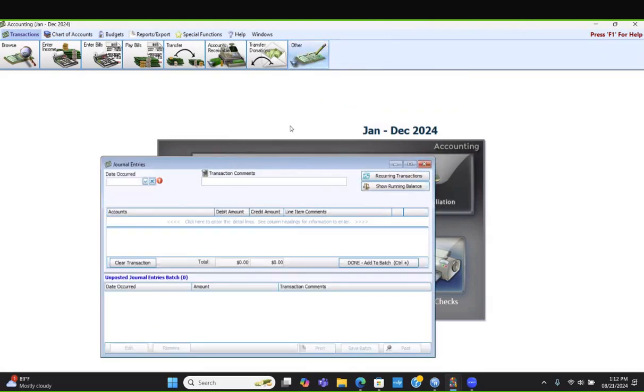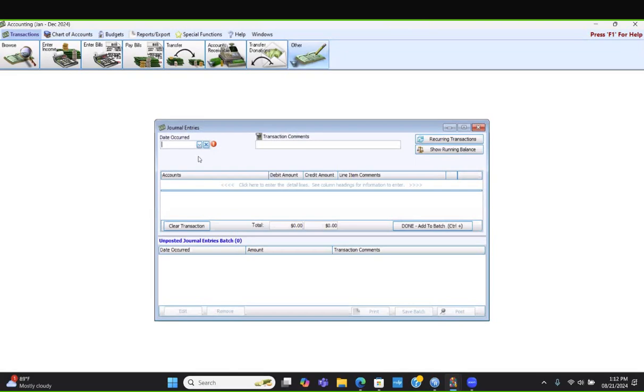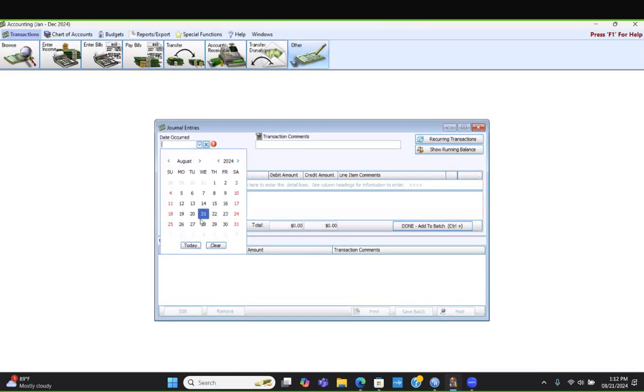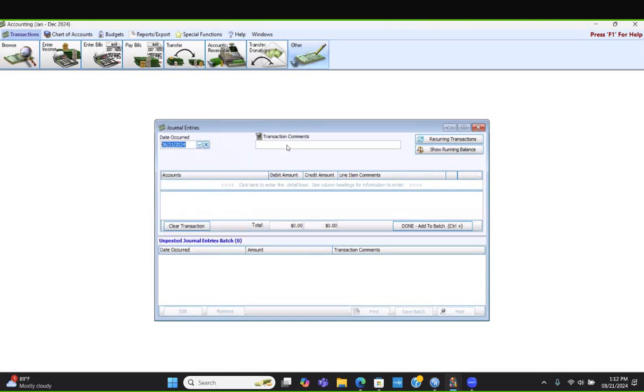So right here, if I enter my date, it's always going to require that I enter the date first. I can enter optional comments here. So long as the journal entry transaction is balanced, folks, you can debit and credit as many accounts in one entry as you wish, okay?